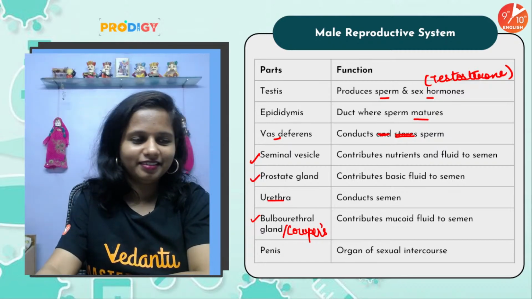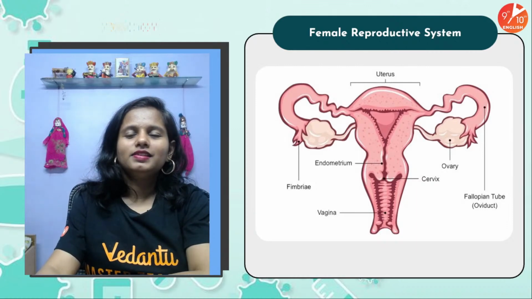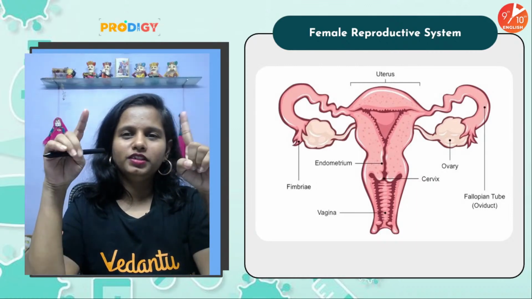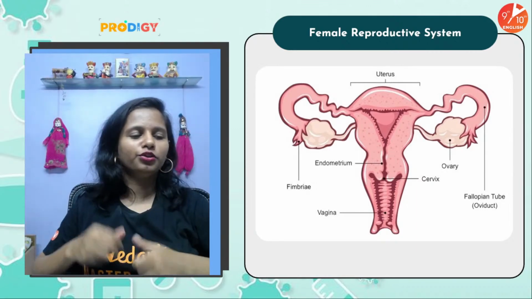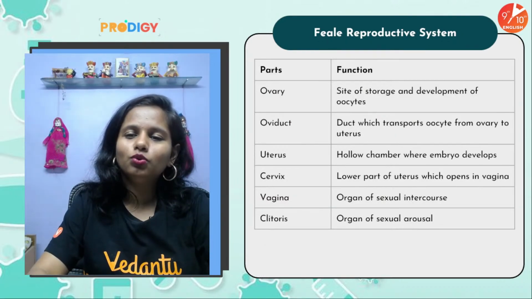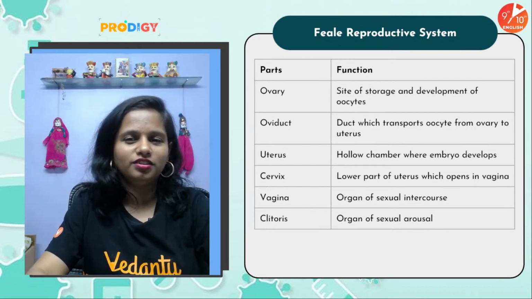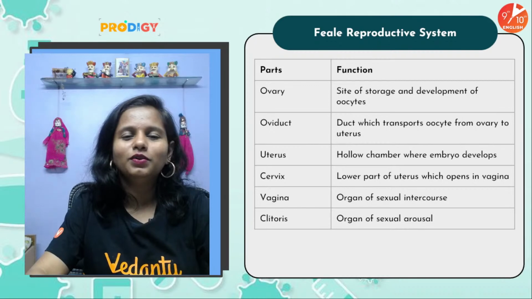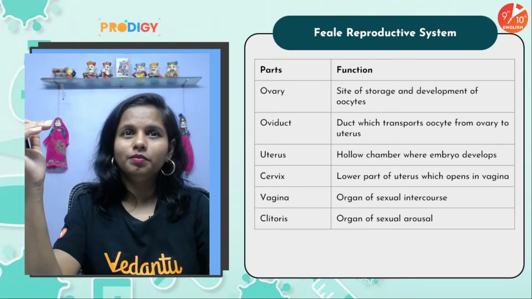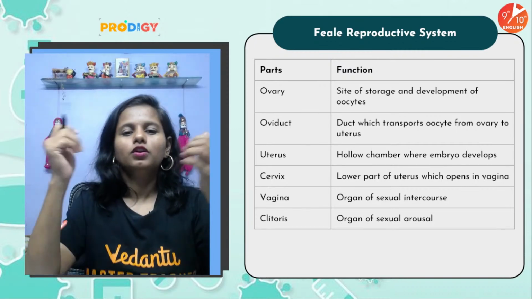And then in females, a pair of ovaries, a pair of oviducts, a single muscular uterus and a small tube known as the urethra. Ovaries produce ova and the hormones estrogen as well as progesterone. Oviducts conduct the ovum. They are also known as fallopian tubes. It's the site for fertilization.